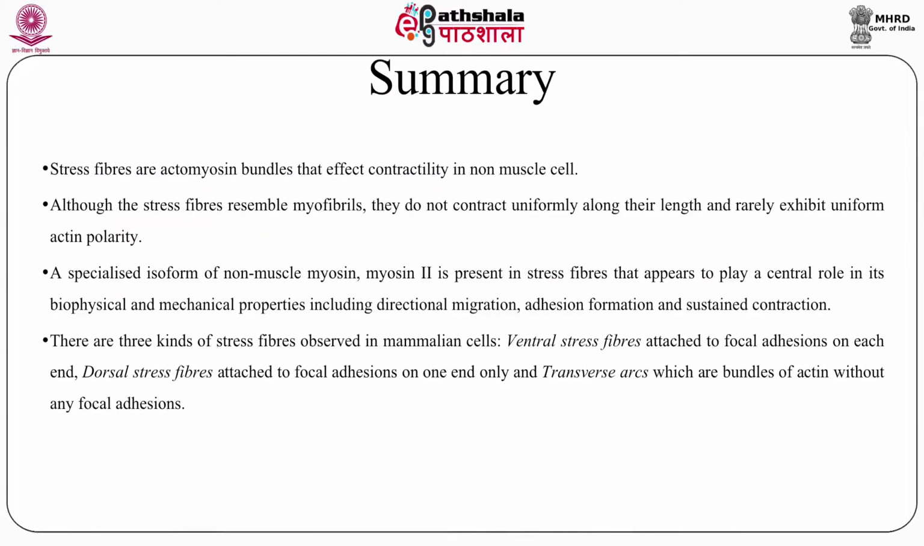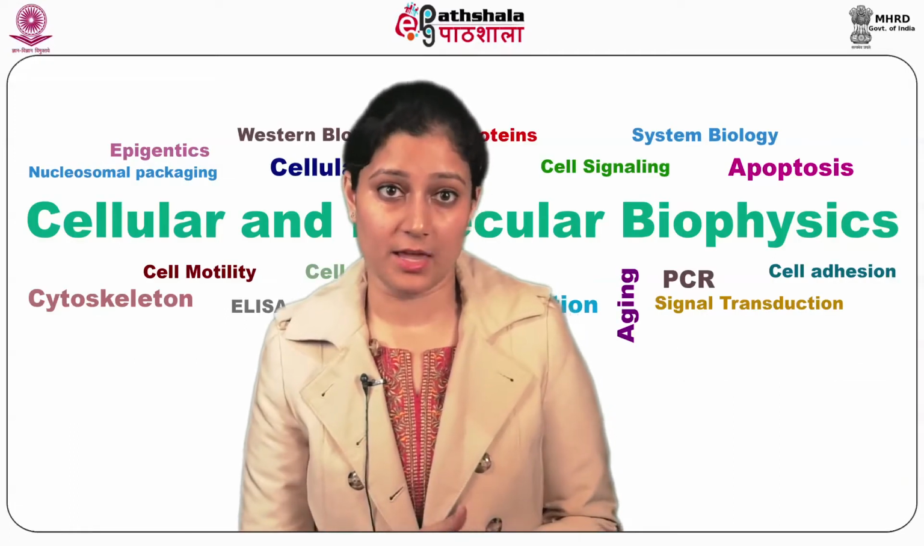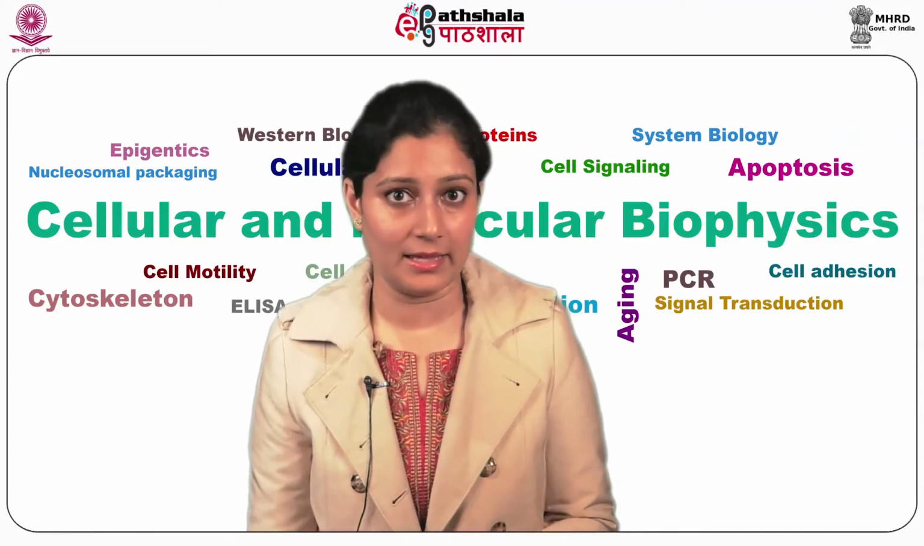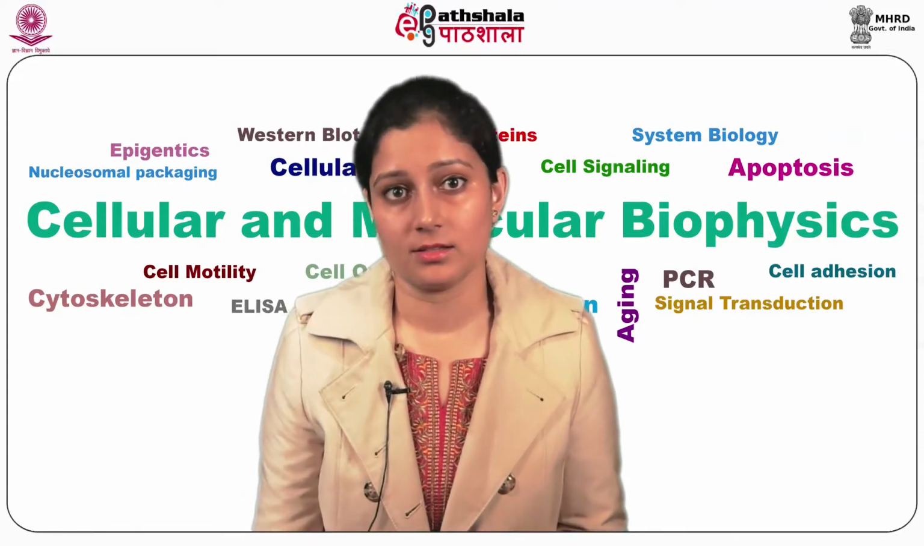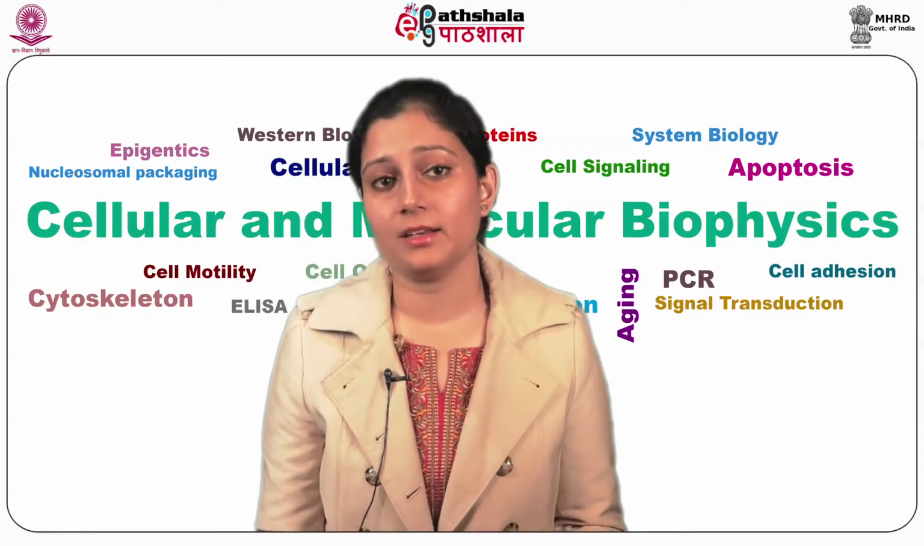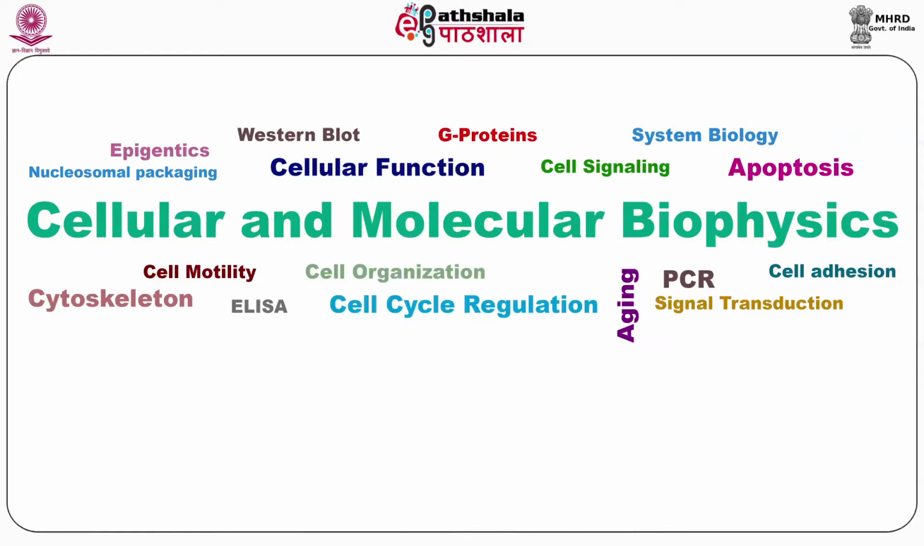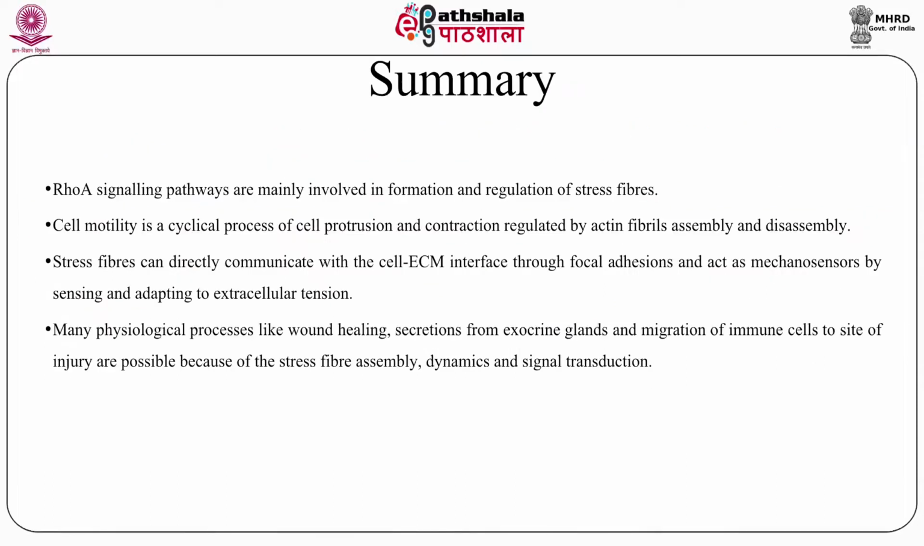There are three kinds of stress fibers observed in mammalian cells. Ventral stress fibers, which are attached to focal adhesions on each end; the dorsal stress fibers, which are attached to focal adhesions only on one end; and the transverse arcs, which are bundles of actin without any focal adhesion attachment. The RhoA signaling pathway is mainly involved in the formation and regulation of stress fibers.